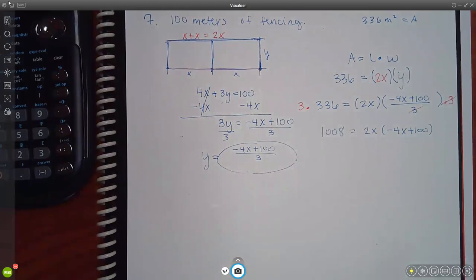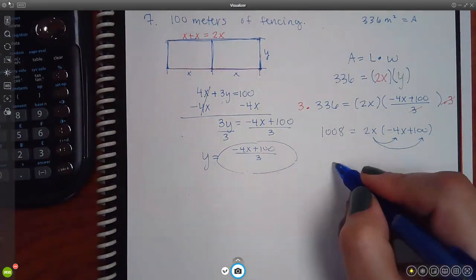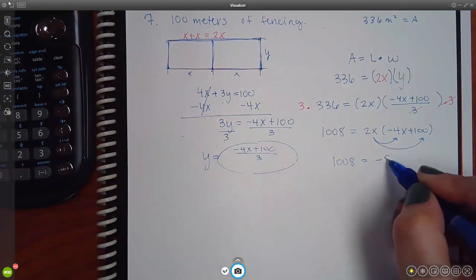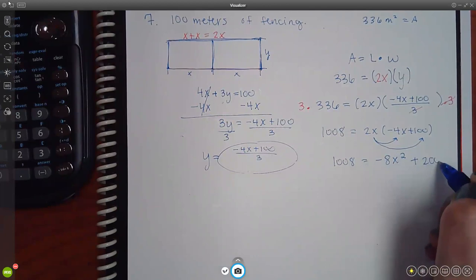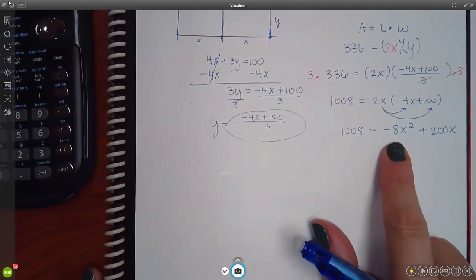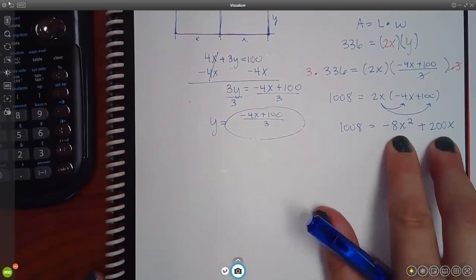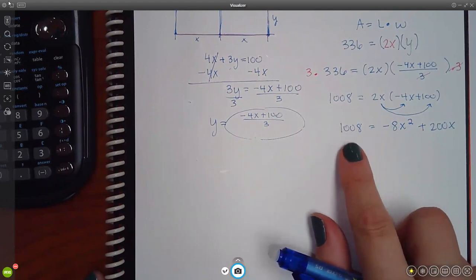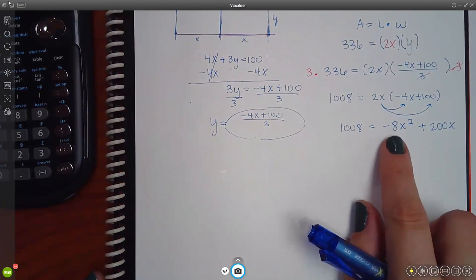We are almost done. I just need to distribute. So I get negative 8x squared plus 200x. And I don't like my x-squared guy to be negative. So I am actually going to move these two over to that side instead of moving the 1008 over to the other side, just because I don't like my x-squared guy negative.